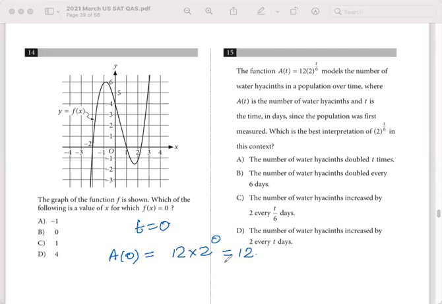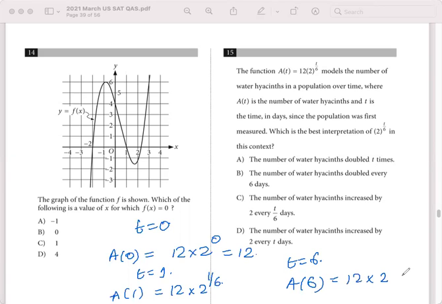What happens after 1 day when t is 1? A(1) will be 12 times 2 to the power 1 by 6. Which is to say that at t of 6, A(6) is 12 times 2, which means that the population is doubling after 6 days. That's what 2 to the power t by 6 is telling me. So the population is doubling every 6 days. So option B is the right answer. The number of water hyacinths doubled every 6 days.